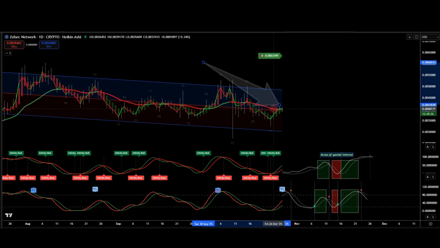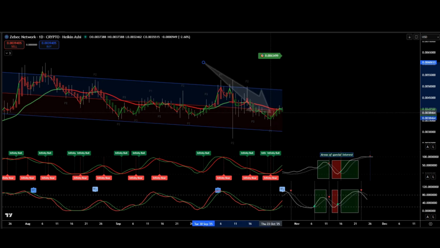Support currently sits near 0.0034 to 0.0036, while resistance remains between 0.0049 and 0.0051. The Heiken Ashi candles have tightened. That low volatility compression frequently appears just before a volatility expansion.